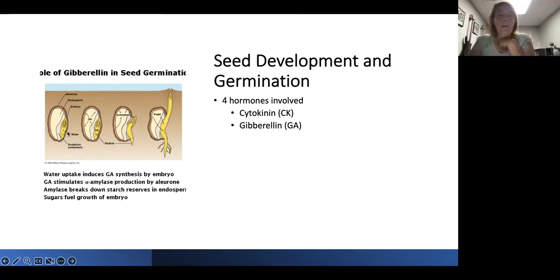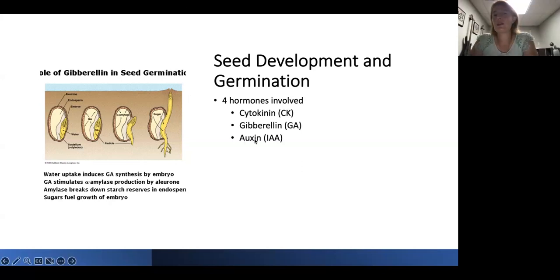So over in this picture here, water uptake stimulates gibberellic acid to go into this living layer of cells on the outside of the seed called the aleurone. Then the aleurone cells tell the endosperm to start breaking down. So they release some enzymes that break down the starches in the endosperm, and then that fuels seedling growth.